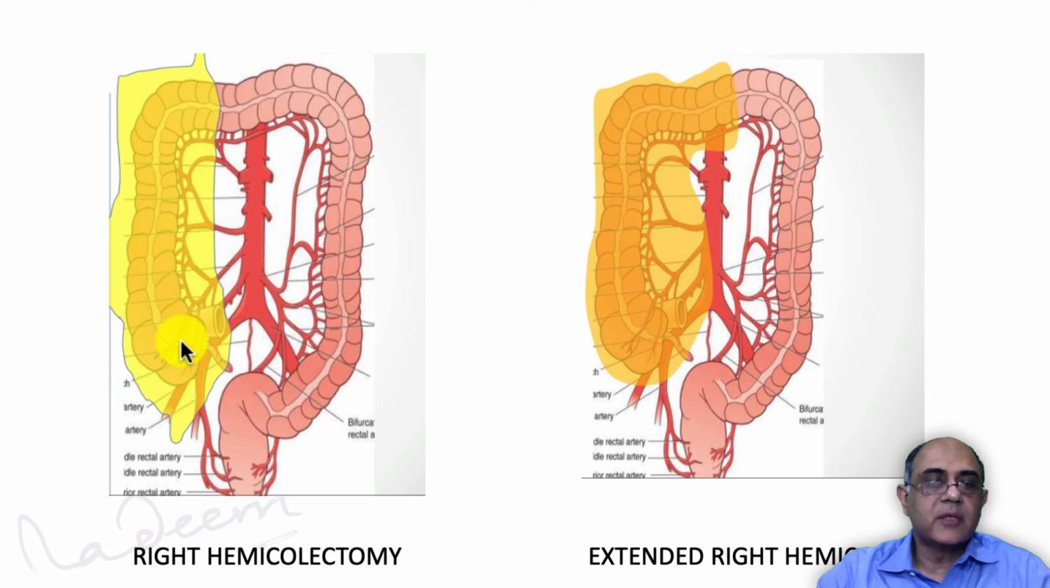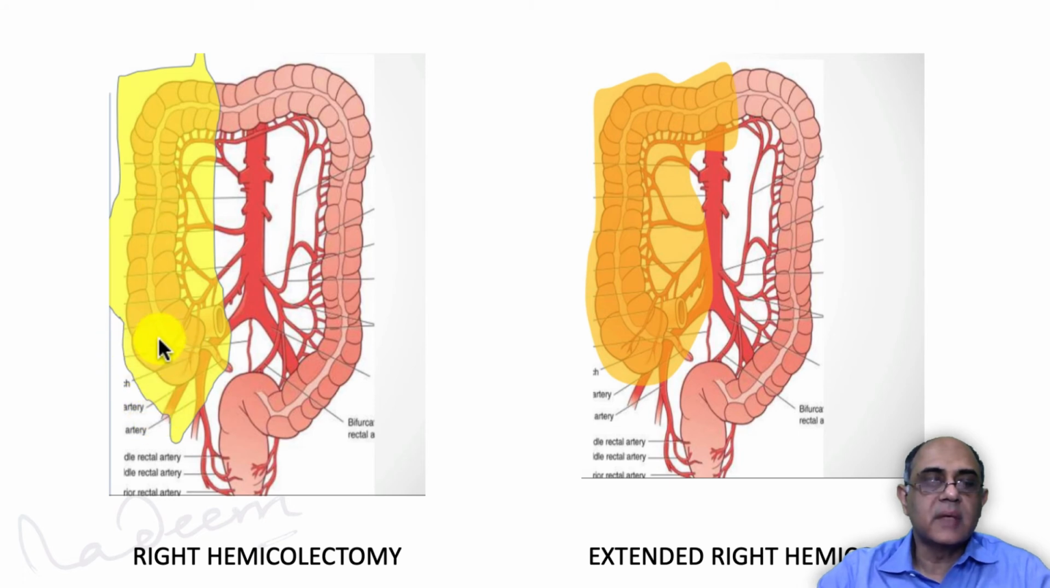You know from your anatomy what structures lie behind the right colon. If you start from the upper side, behind the hepatic flexure there will be part of the duodenum. And if you come down to the ascending colon, there will be part of the kidney, the ureter, and the gonadal vessels. So whenever we are doing a right hemicolectomy, we should be aware of these structures which are behind.